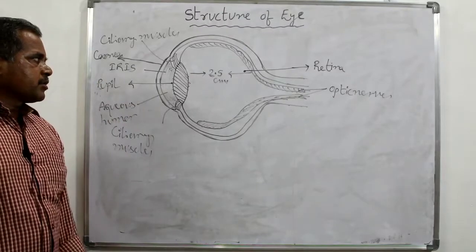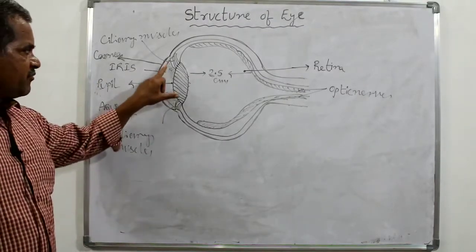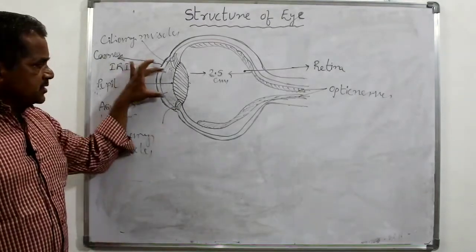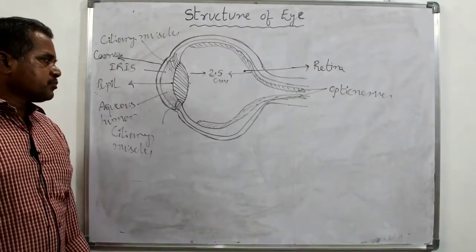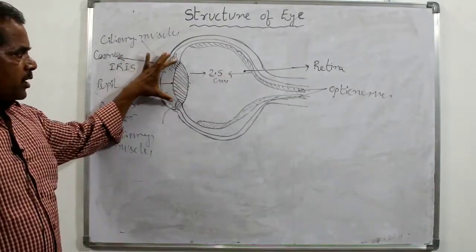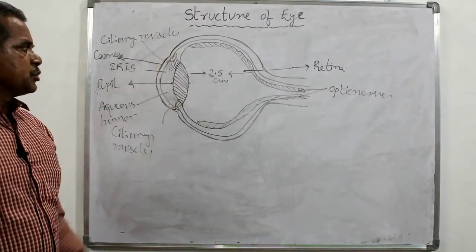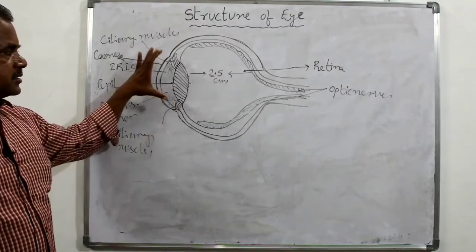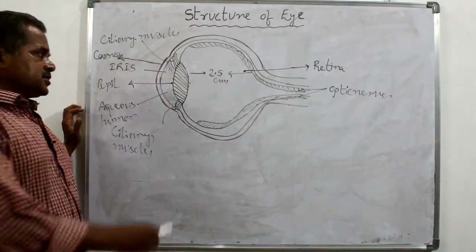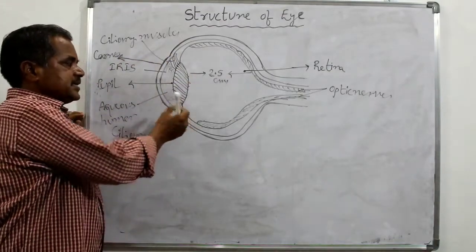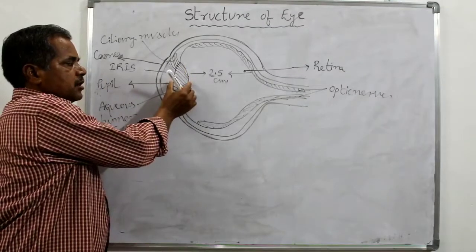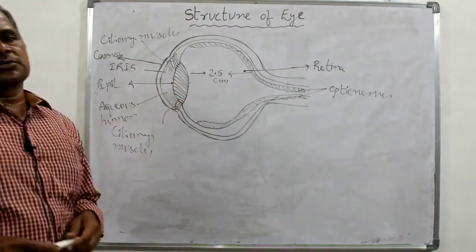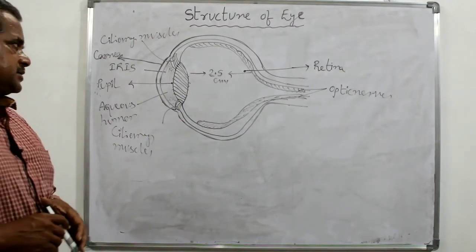Behind the cornea there is a space filled with a liquid. That liquid is called aqueous humor. Behind this, one lens exists. That lens is called the eye lens. This lens is shaped like this: at its edges it is very thin, but at its center it is very thick. That's why we can say that the eye lens is nothing but a biconvex lens.